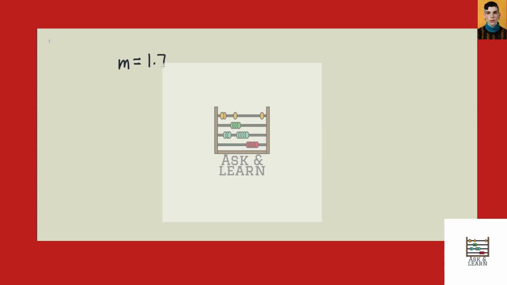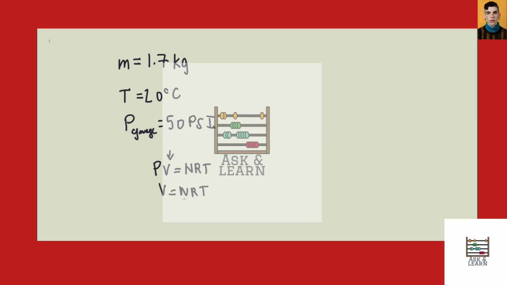So the mass of the N2O is 1.7 kilograms, the temperature is 20 degrees Celsius, and P gauge is 50 psi. Basically we want to use the ideal gas law, PV is nRT. Solve for volume: V is nRT over P, and that's how much oxygen we need. The main challenge is converting all of these to the units that the ideal gas law demands.